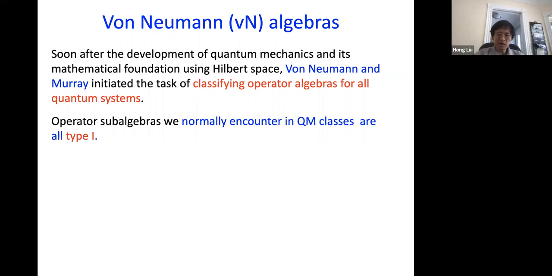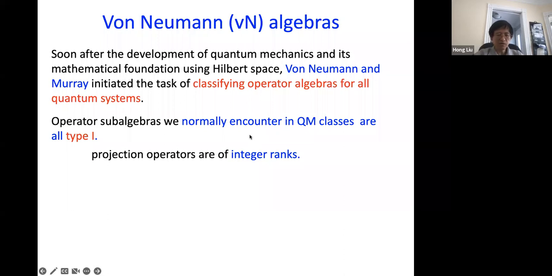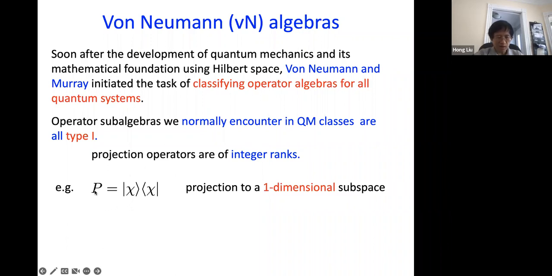Once you define the closure of the algebra, you can try to classify them. It turns out they can classify these operator algebras into various types. The operator algebras we normally encounter in quantum mechanics classes, with a finite number of degrees of freedom, say a finite number of harmonic oscillators, are all type I. Since we see them every day, we don't even give them a name like type I, they are just the standard operator algebras. Mathematically, the classification of a type I algebra is that the projection operators in a type I algebra are all of integer ranks. If you remember from your quantum mechanics classes, the projection operators are ones that satisfy p squared equals p. For example, this is a projection to a one-dimensional Hilbert space, and so this is a rank one projector.